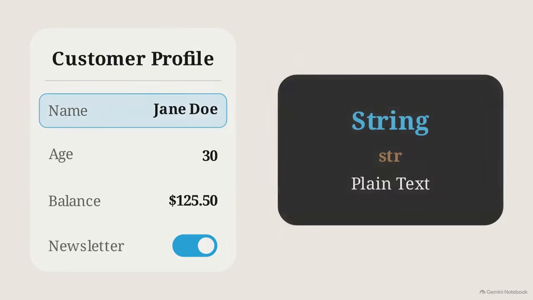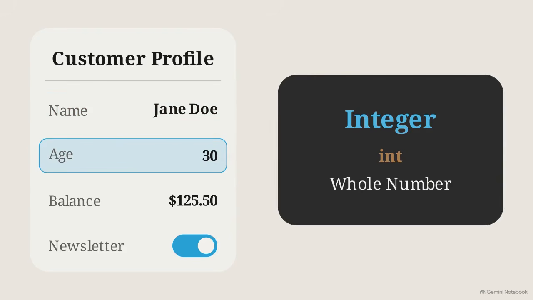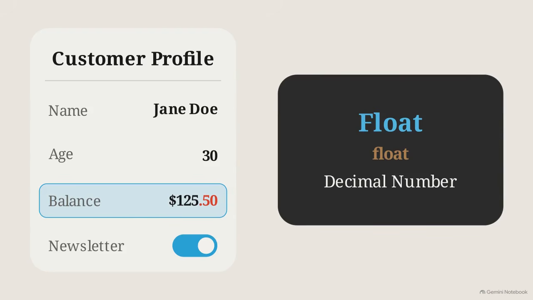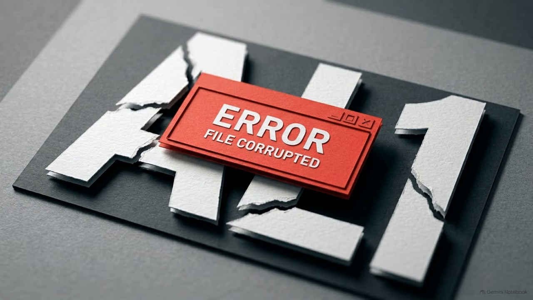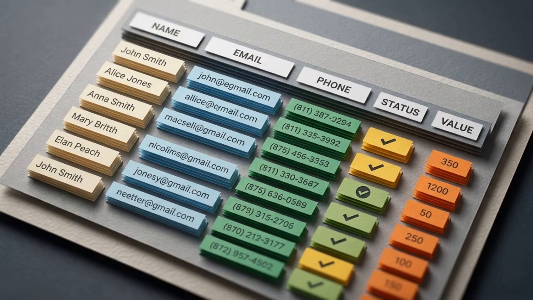This customer profile stores its name as string data, meaning plain text. Their age, a whole number, is an integer. Their account balance, including decimals, is a float. And their newsletter subscription is saved as a Boolean, meaning it has exactly two possible values, true or false. If you try to add a string of text to an integer, the program will crash. Categorizing these data types ensures the computer can accurately apply your business rules without breaking down.